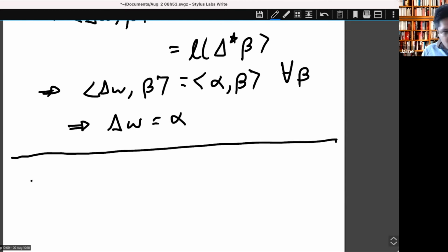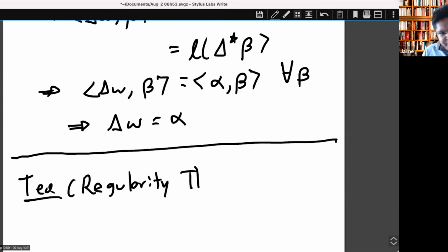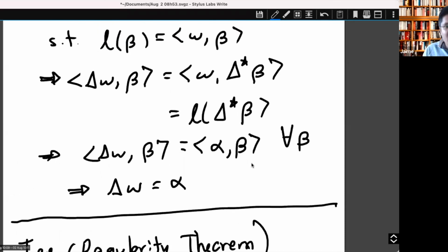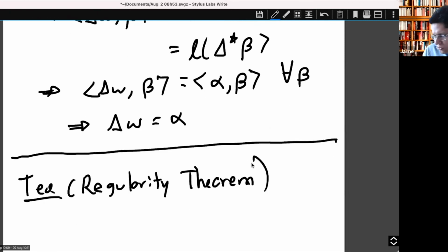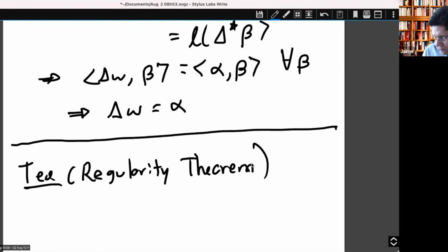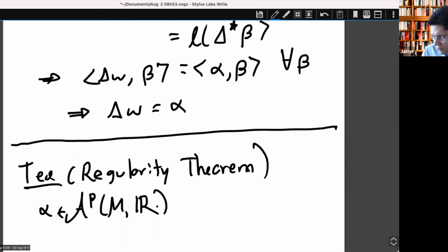So, okay, what it says, the regularity here. By the above, we know that it is enough to look for weak solutions. Okay, so suppose that we have a form here, and L is a weak solution.